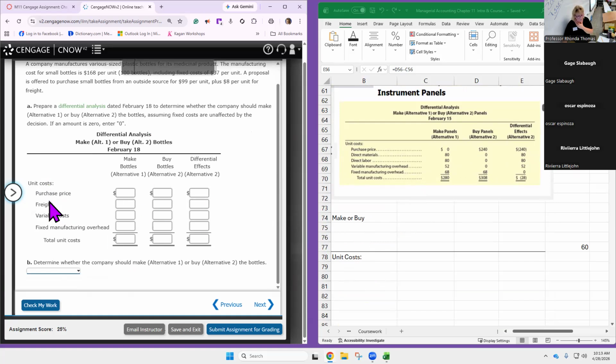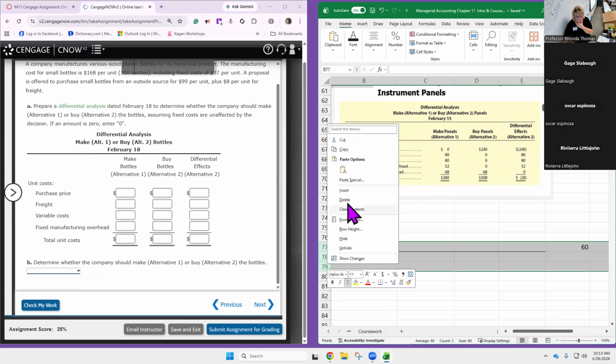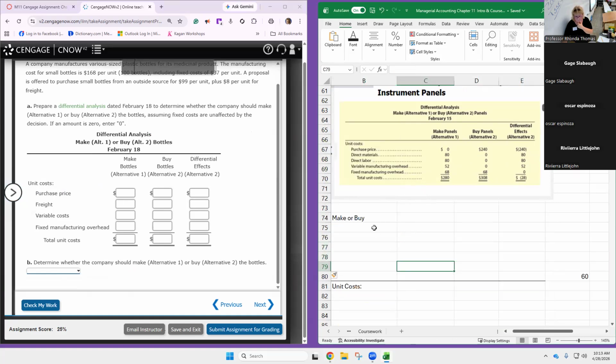So we need 1, 2, 3, 4, 5, 6. Let me add a couple more here. All right, so the first one is to make the bottles. And maybe that's what we already do. Usually the first scenario, we're doing it. We're doing that now. And usually the other alternative is one we're thinking about doing. And then the differential effects.